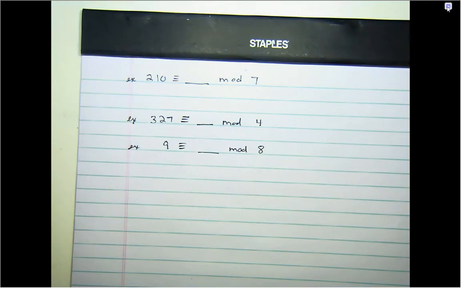Does anyone remember having to do these in school, in grade school? We did. I remember doing them in grade school.